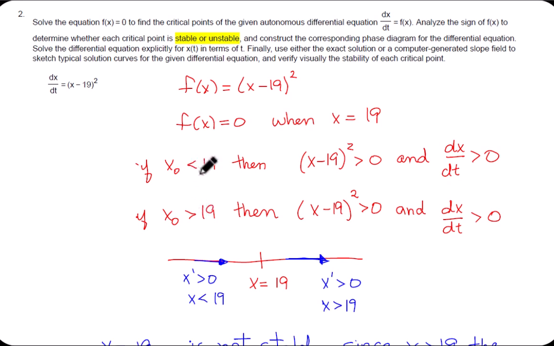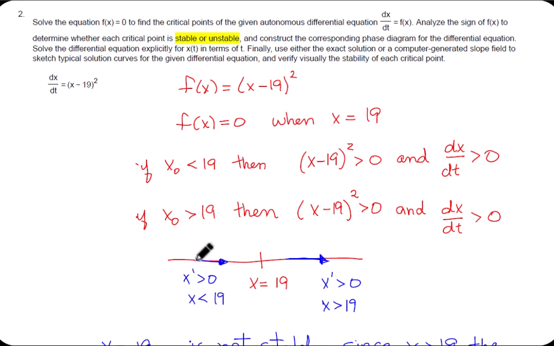If it's less than 19, because of the squaring, it's going to be positive, and the function is going to be increasing. All right, so if I start under here, the function is going to be increasing up to 19. What about if I pick a number bigger than 19? Well, this item is still going to be positive. The function will be increasing, and so it's moving away from the 19.